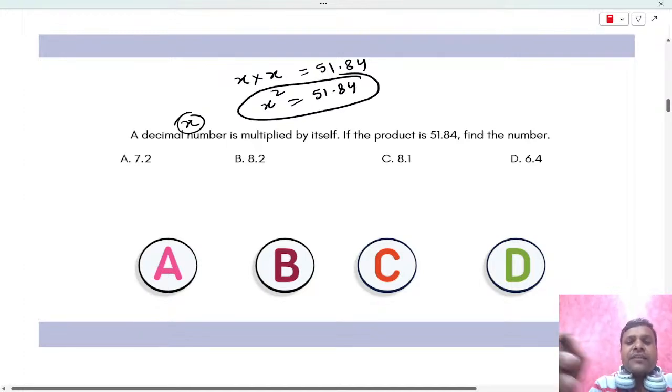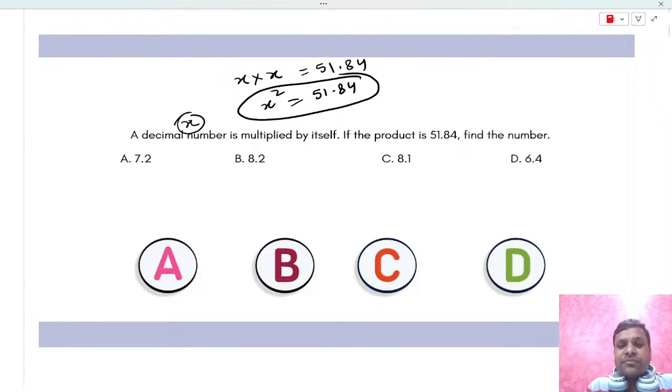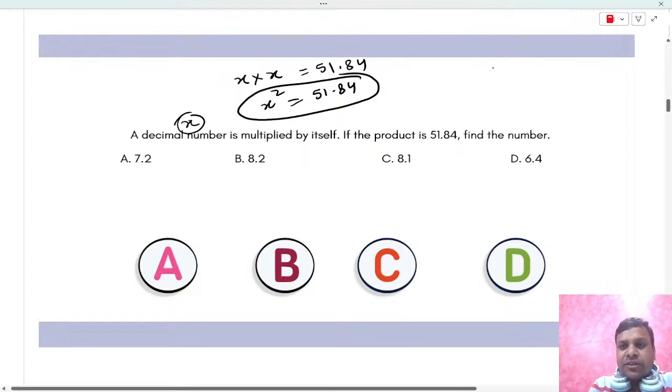Indirectly, you have to find the square root of 51.84. So the answer is the square root of 51.84. There are so many methods: factorization, long division, approximation. You can use any one. In this question, I'll give you two methods: long division and approximation. That will be beneficial for you.